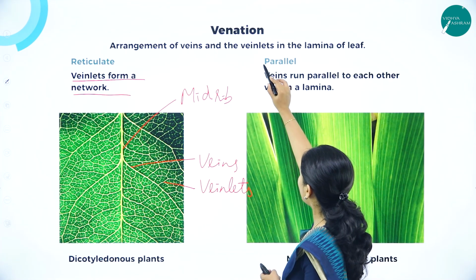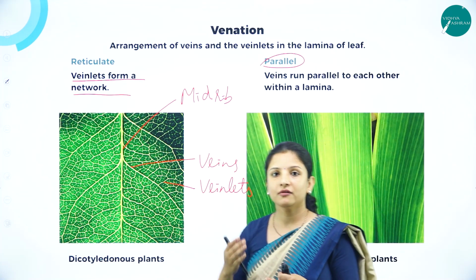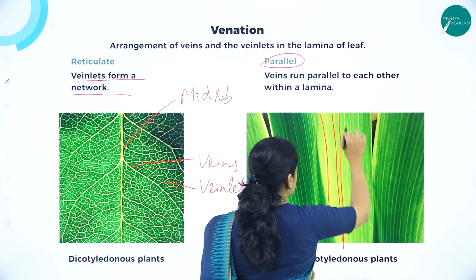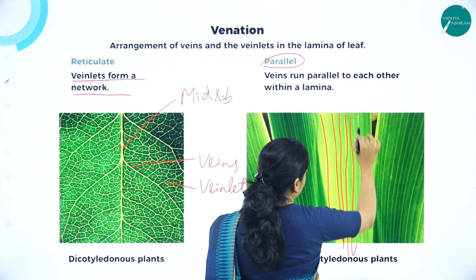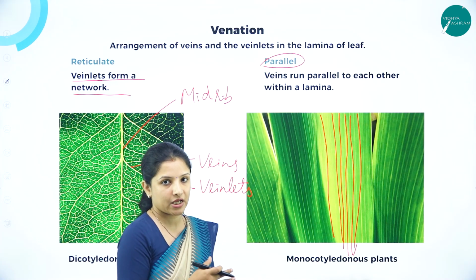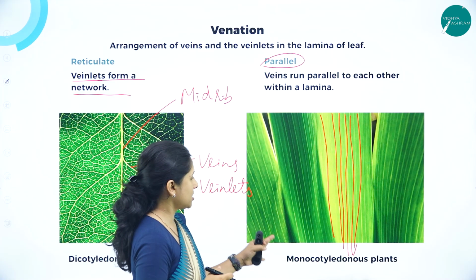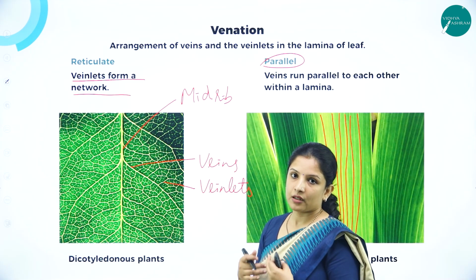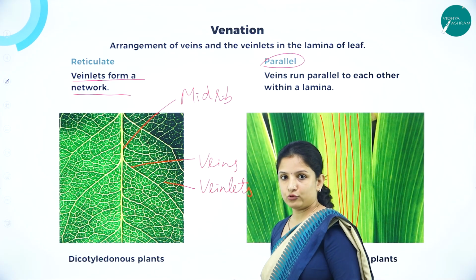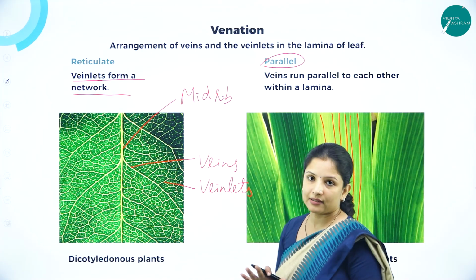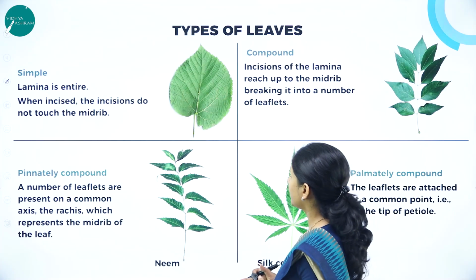Next, talking about parallel venation. Here the veins run parallel, that is, they will not have a midrib and so on. The entire set of veins runs parallel to one another in the leaf. That is called parallel venation. And parallel venation is seen in monocotyledonous plants, that is sugarcane, grasses, bamboos, rice, wheat, all of which have parallel venation. So this is about venation.